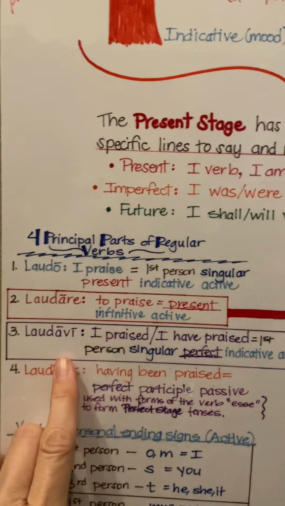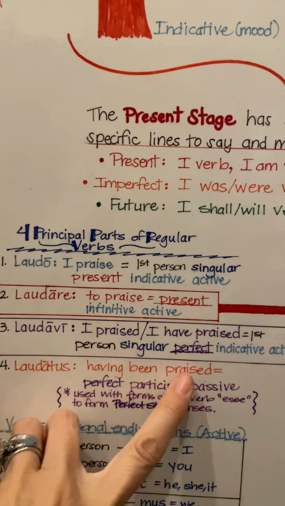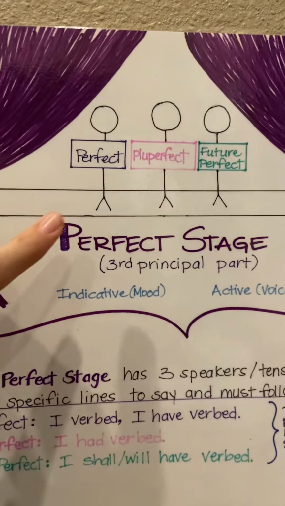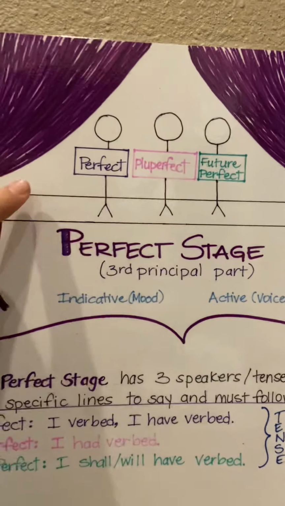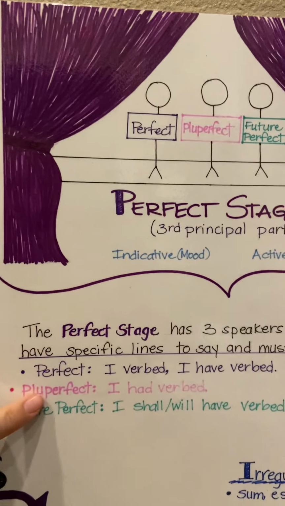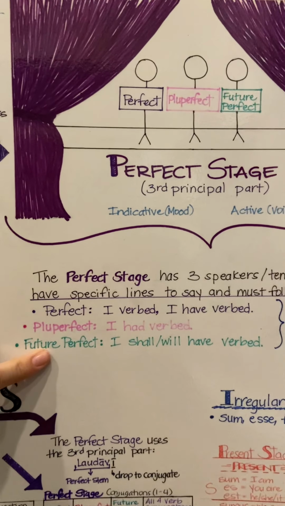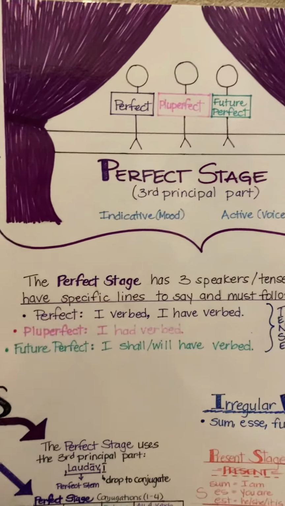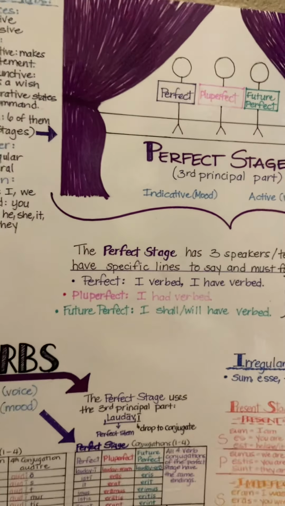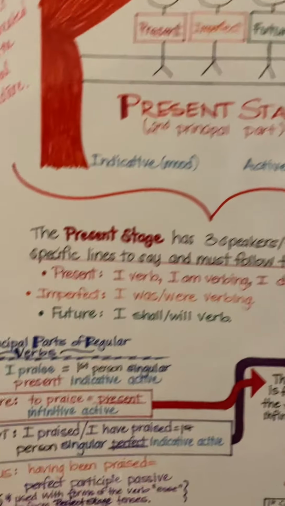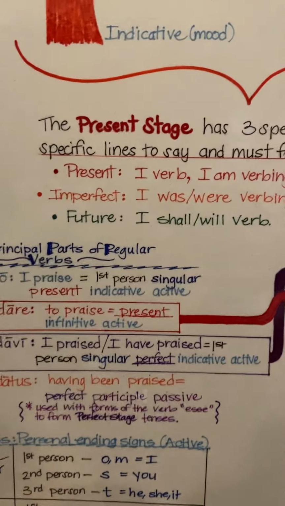And so we said that the third principal part, it forms the perfect stage. And so that's where we get these other speakers who have set lines that they're allowed to say and how they are to say them, okay? And so I'll make another video that goes into perfect stage once we are actually tackling that particular stage, but I just wanted to show you that. I like to have an overview of where we're going.